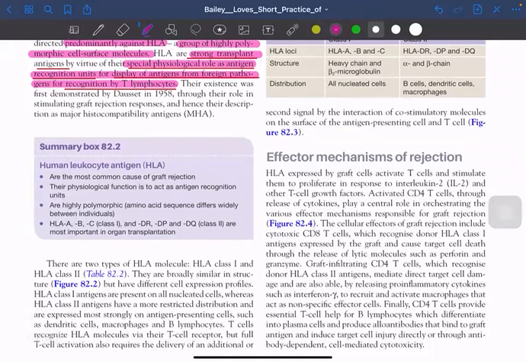The HLAs are the most common cause of graft rejection. Their physiological function is to act as antigen recognition units. They are highly polymorphic, and amino acid sequence differs widely between individuals. That is why they are highly polymorphic. Then HLA-A, B, C belong to class 1, and HLA-DR, DP, and DQ belong to class 2. They are the most important in organ transplantation. Very important table.